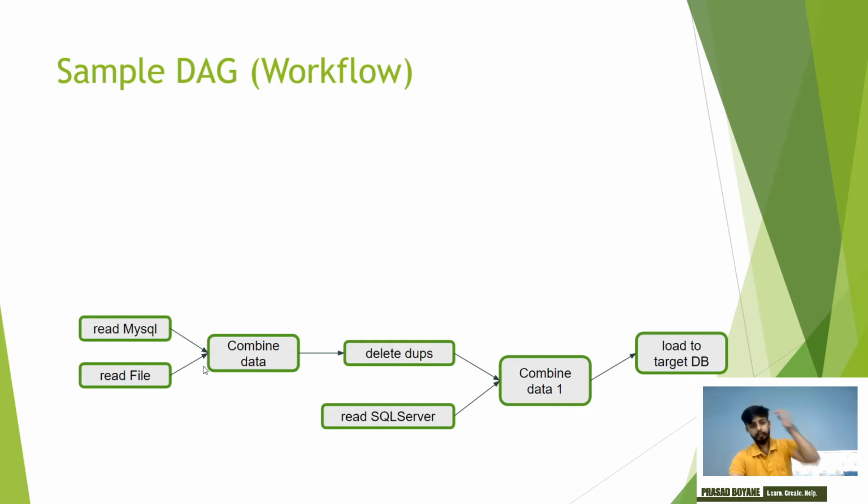After that, if both the tasks are successful, then only the combined data task will run. So that's why there is a dependency. If you see these arrows, if both the tasks are successful, then only this combined task will run. After that, once the combined data task runs, then we are going to delete duplicates. Now this could be another script, right?